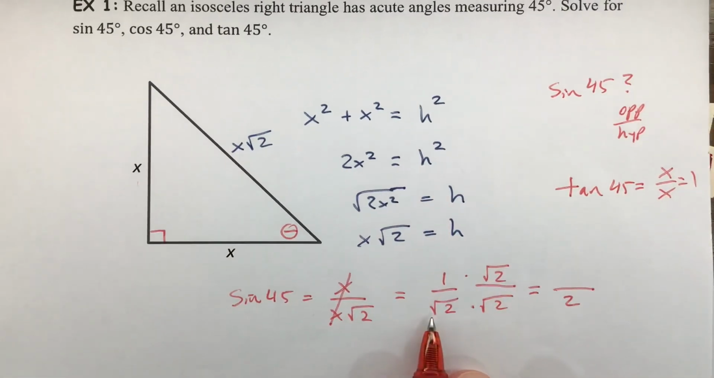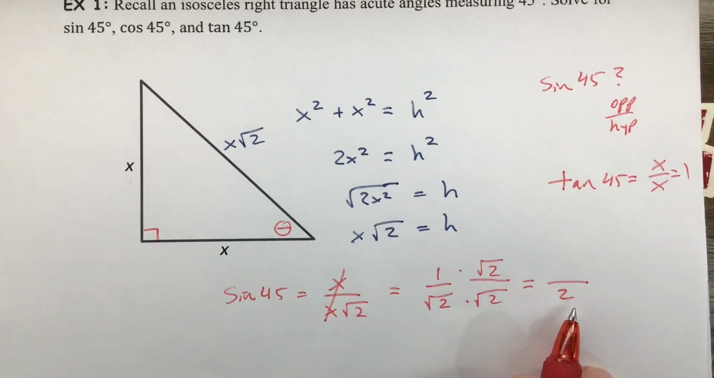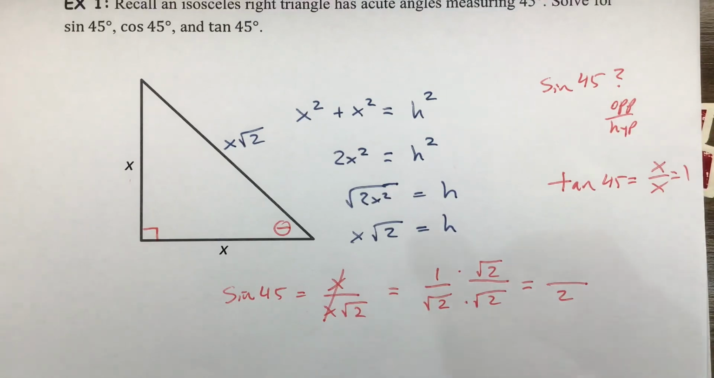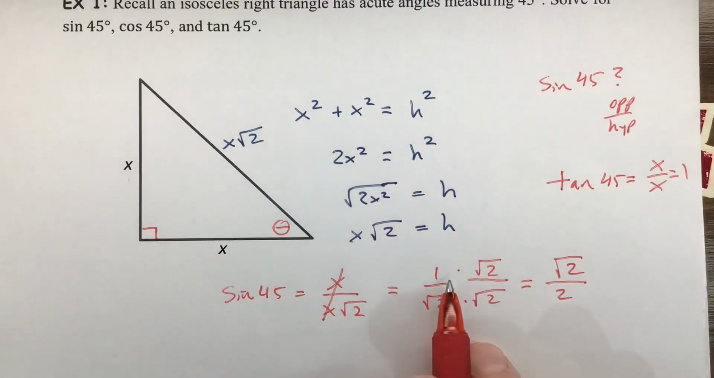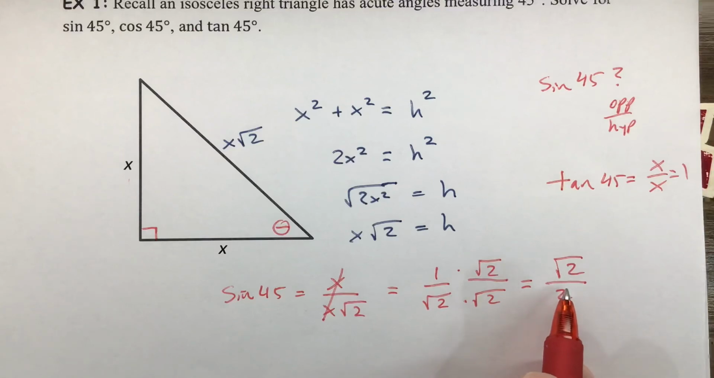Remember that the square root of a number is the number that, when multiplied by itself, gives you the number inside. So if I multiply square root 2 times square root 2, the radical will drop and I'll just get the 2. Now for the top, 1 times square root 2 is square root 2.